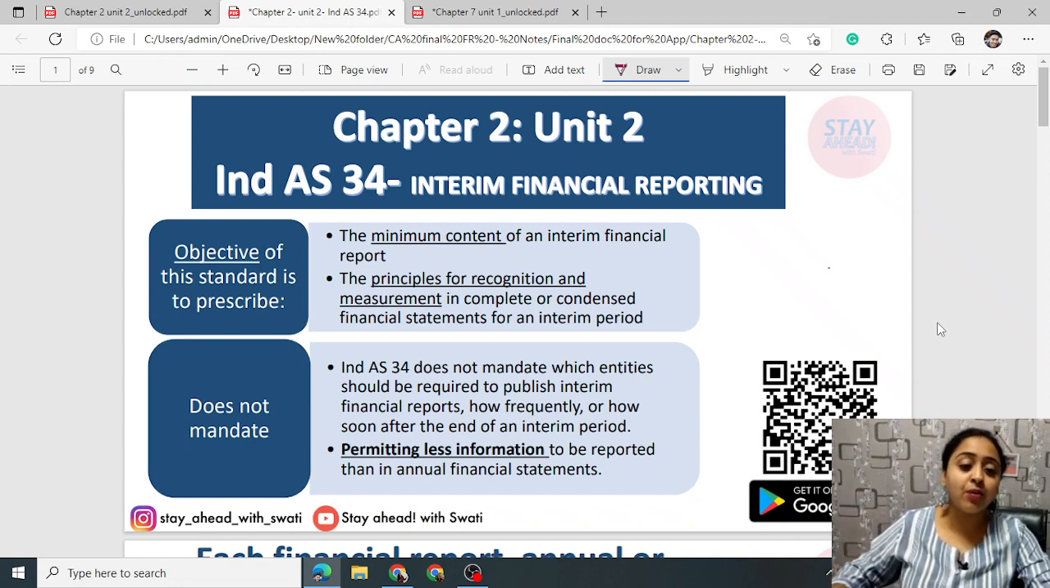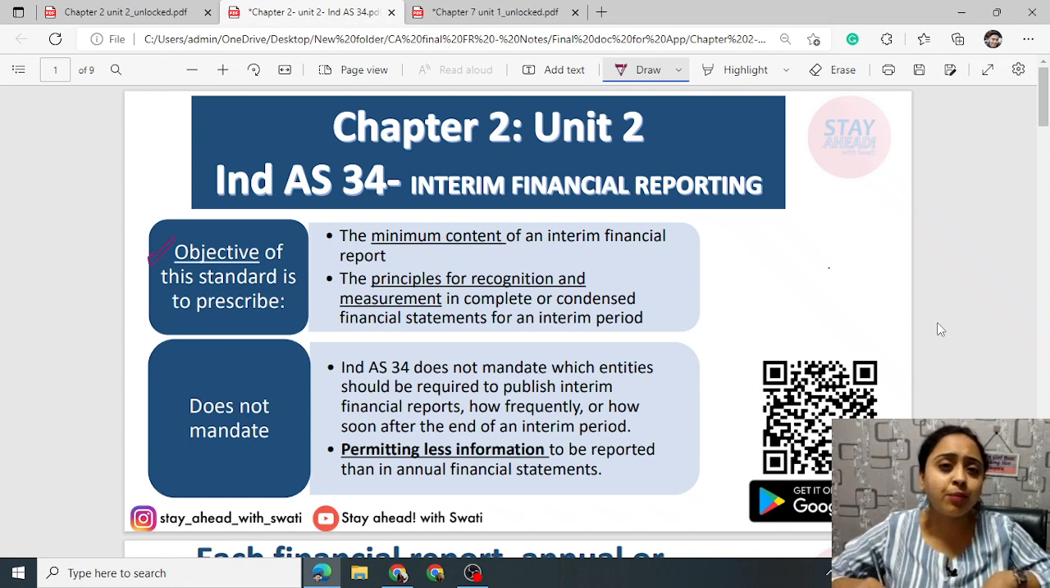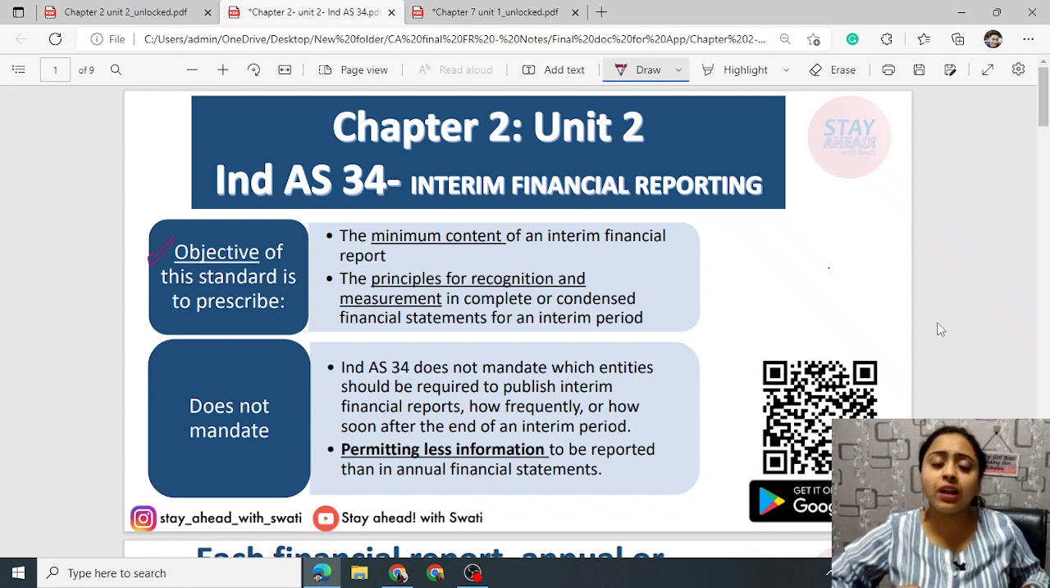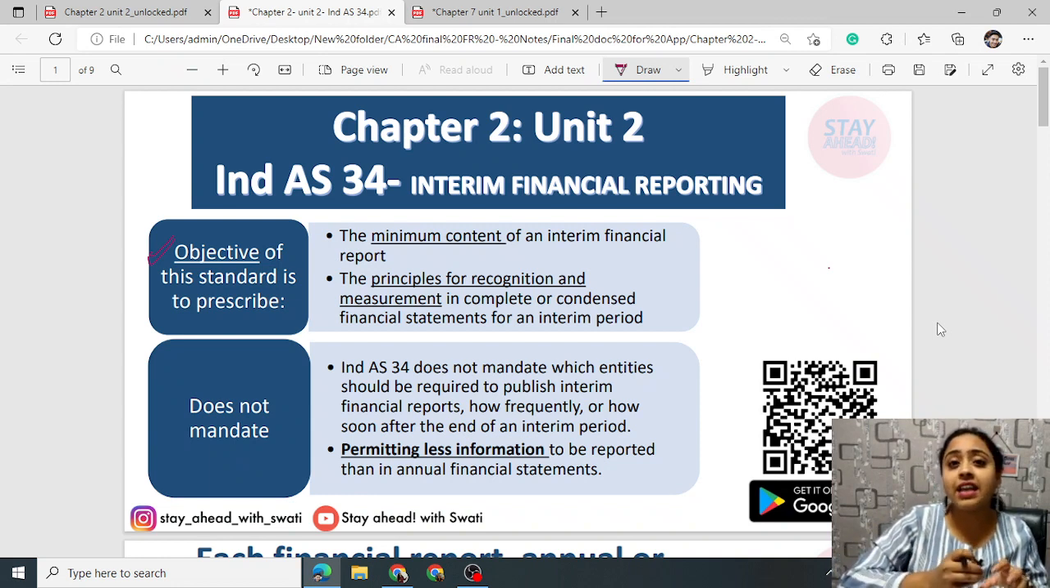Firstly, we'll talk about the objective of the standard, why this particular Ind AS 34 has been brought into action. As you know, while studying Ind AS 1, we covered a specific point which highlighted that Ind AS 1 is not applicable on interim financial reporting. Why so? Because a separate standard provides the provisions for interim financial reporting.